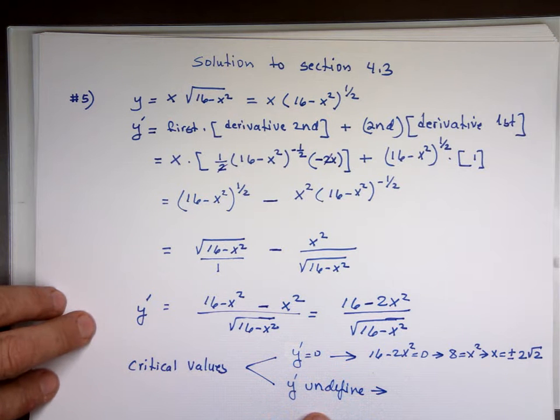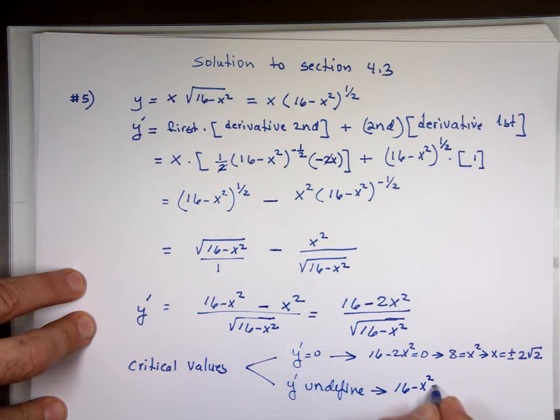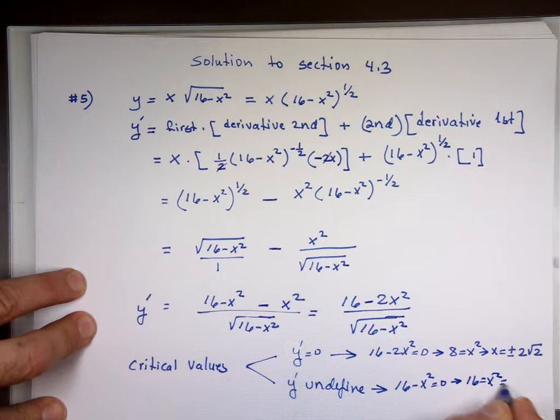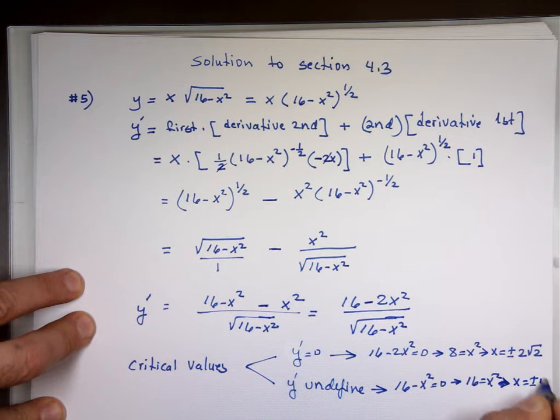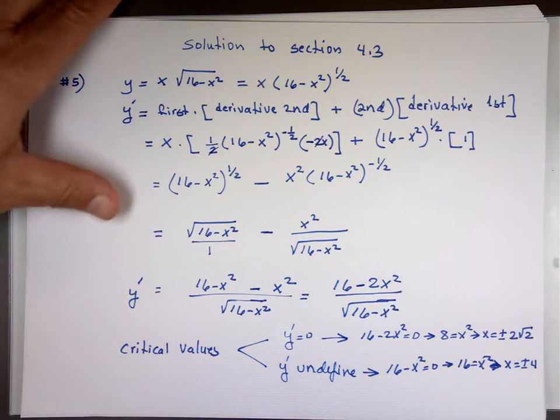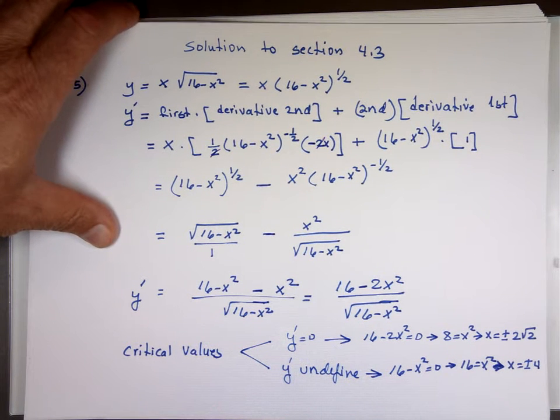Where the derivative is undefined, what makes the bottom 0? Which means 16 equals x squared, and we have what? x equals plus or minus 4. Hopefully I didn't make a mistake with the sign or anything. I was hoping the x squared would cancel each other, so less work for me. But it didn't work out that way.